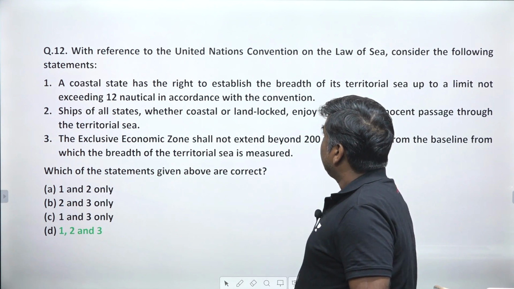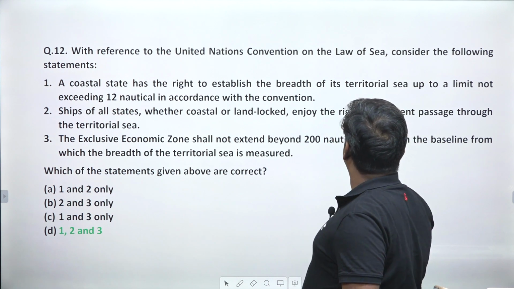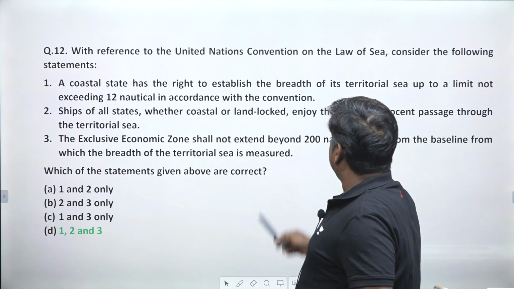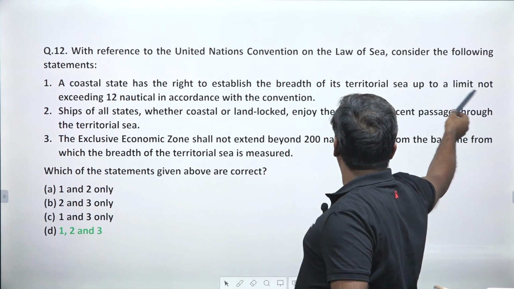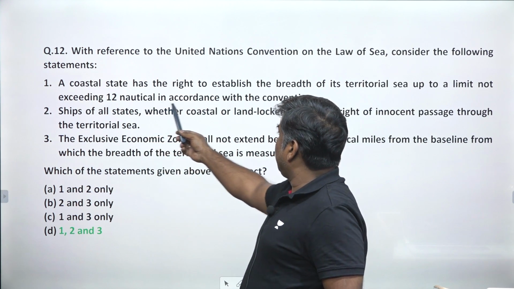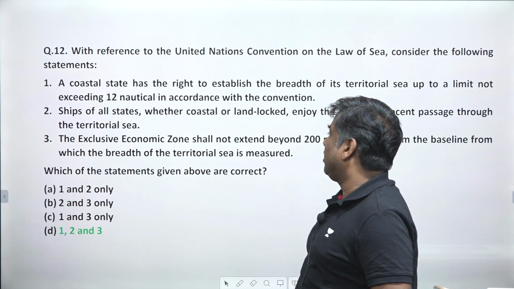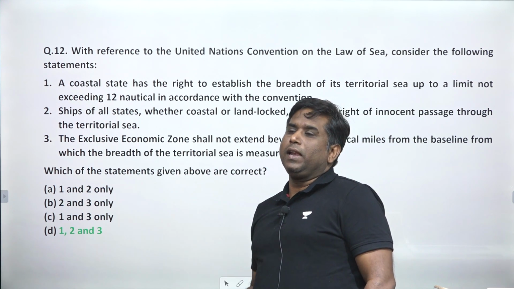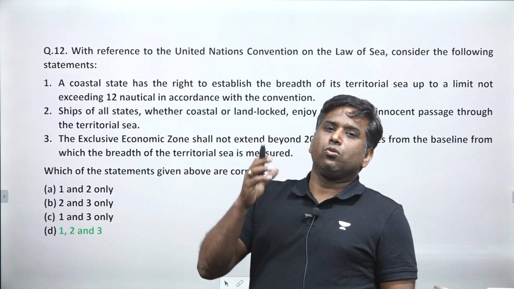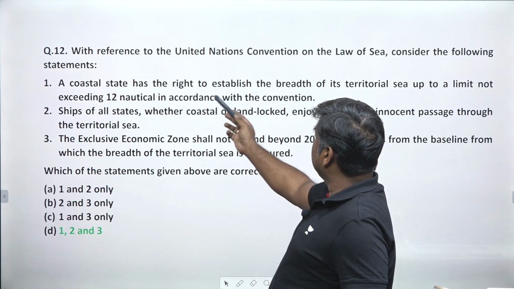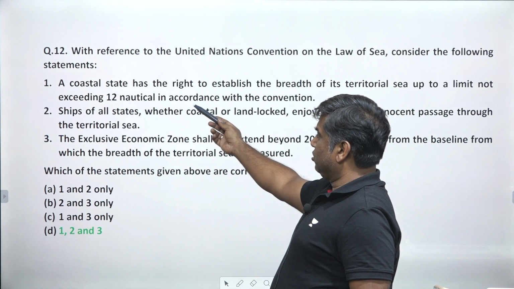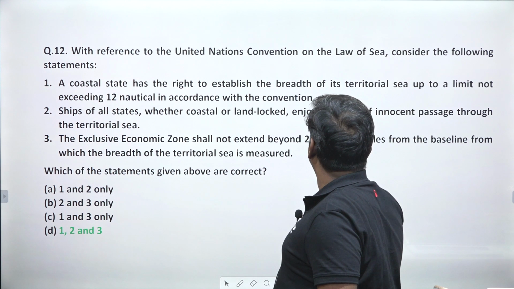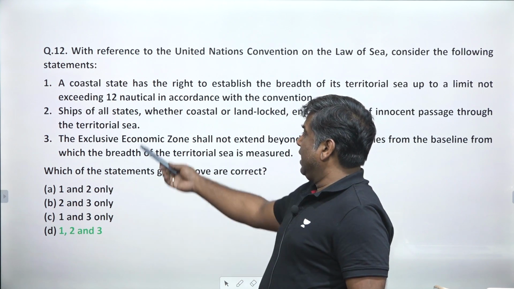Let's go for this. With reference to the United Nations Convention on the Law of the Sea, consider the following. A coastal state has the right to establish the breadth of its territorial sea up to a limit not exceeding 12 nautical miles in accordance with the convention. That is true. This 12 nautical mile area is known as your own territorial water. Now, ships of all states, whether coastal or landlocked, enjoy the right to innocent passage through the territorial sea.